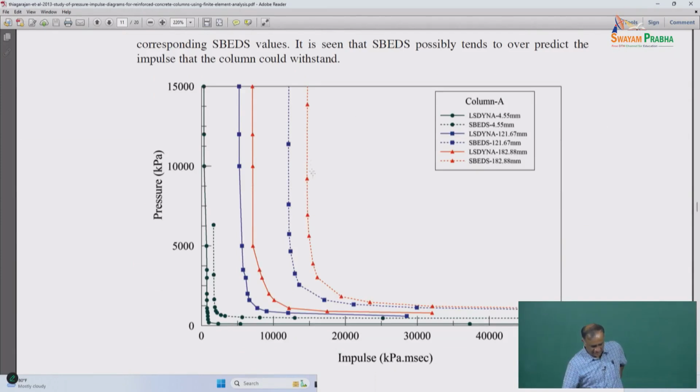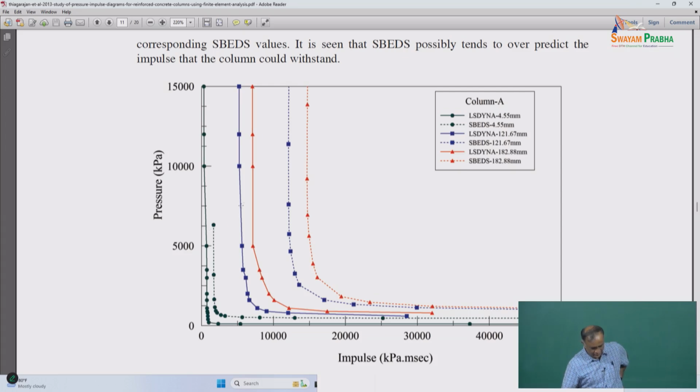You see the curves, the different deflections. So 4.55 is the green and the blue. So this is the low level, this is the high level of protection. The top 2 are high levels of protection. Then the second 2 are medium levels of protection, increasing deflection 121.67. So this is 1, 2, and okay, here they are, 1 and 2 are right here.